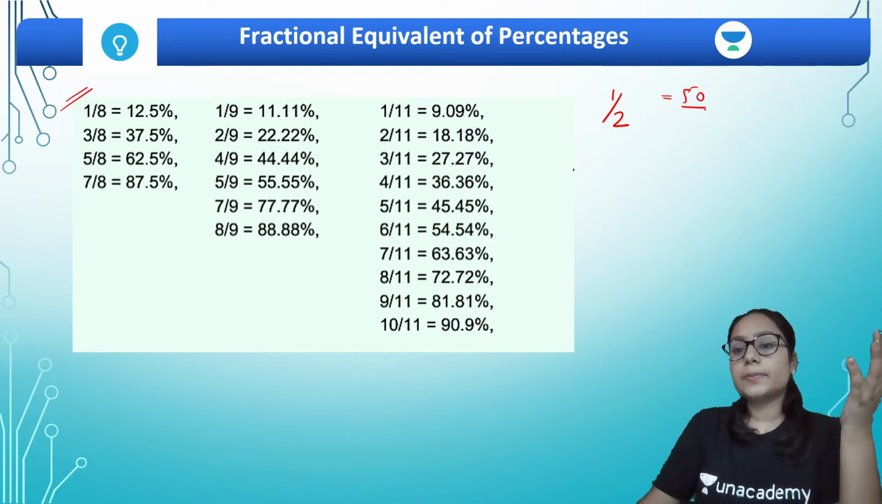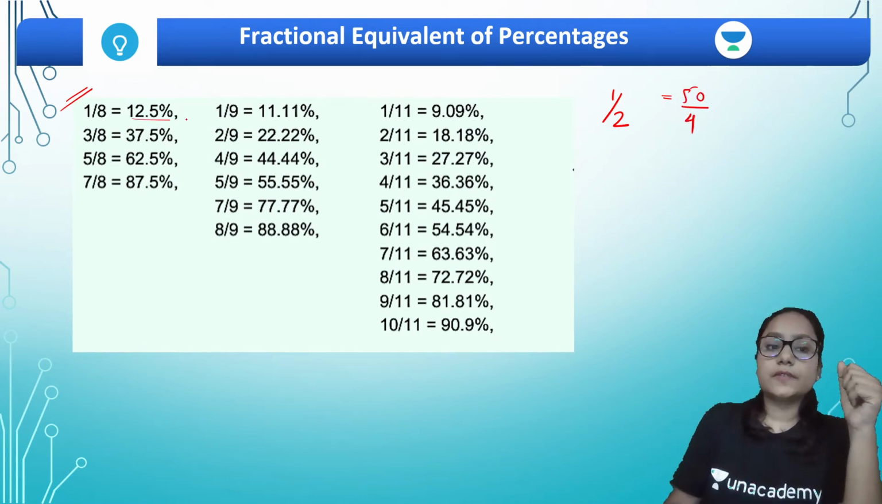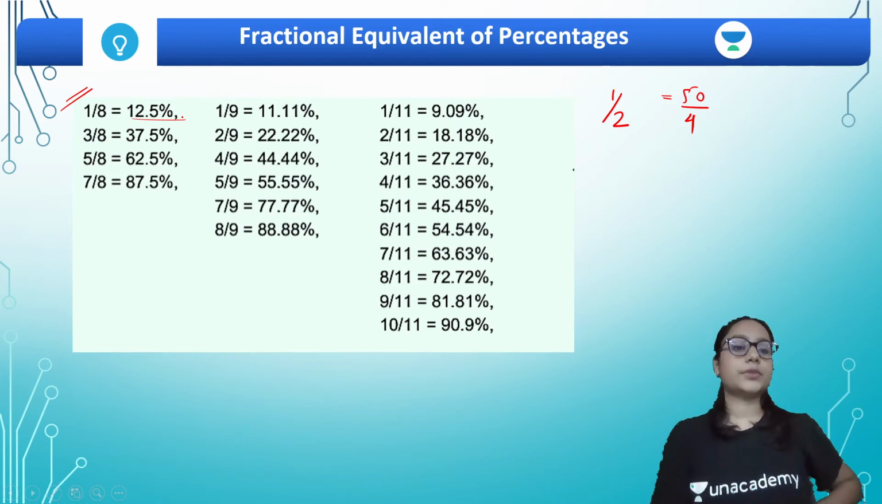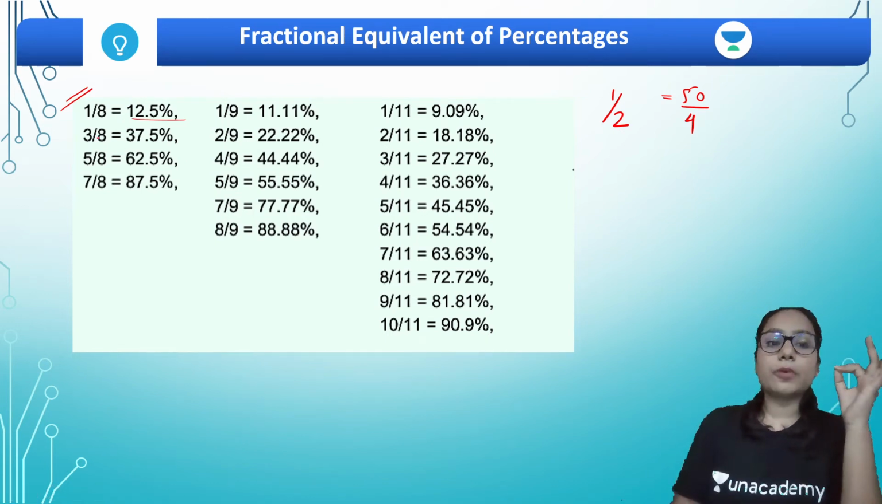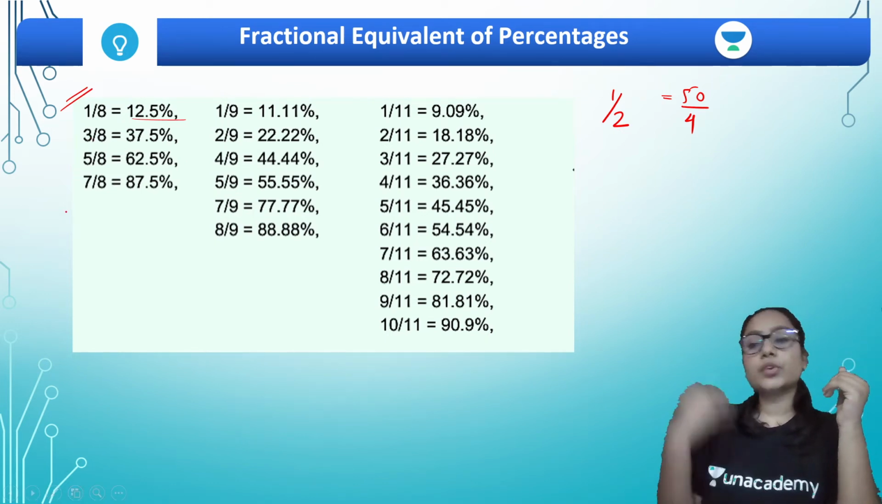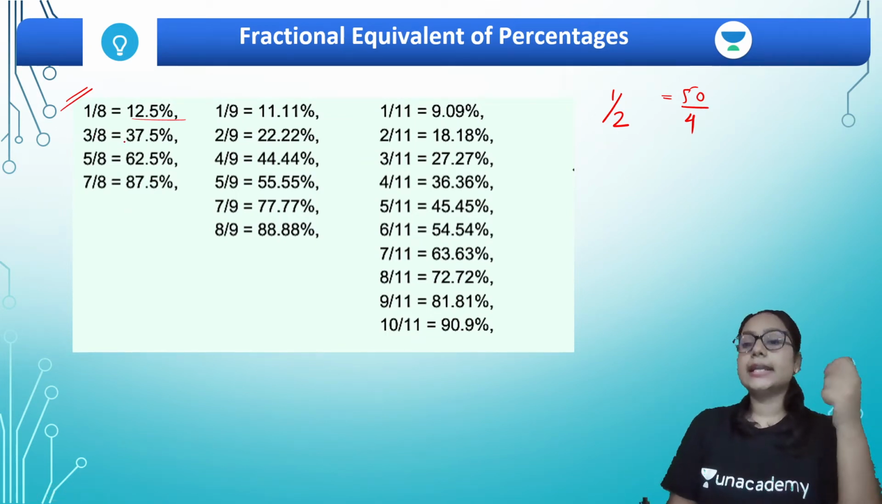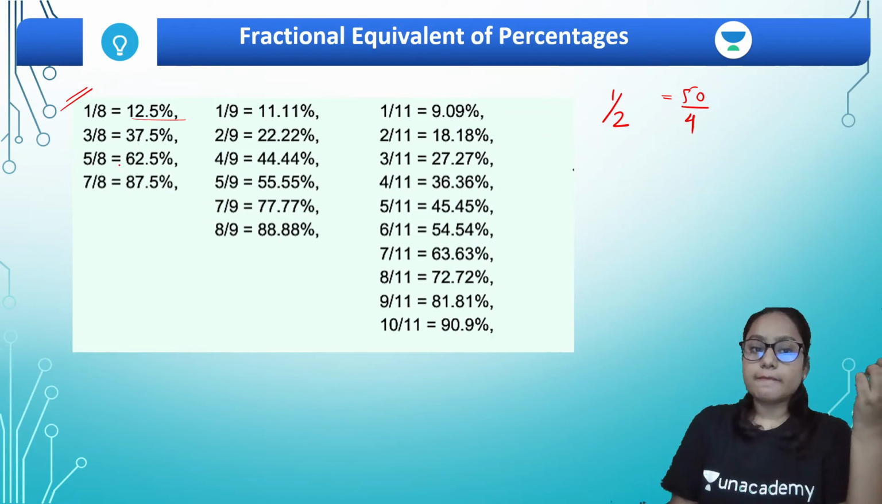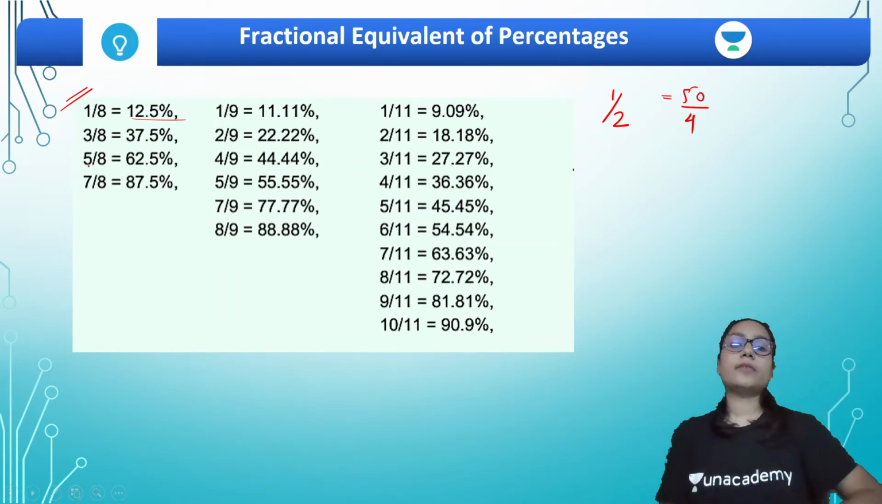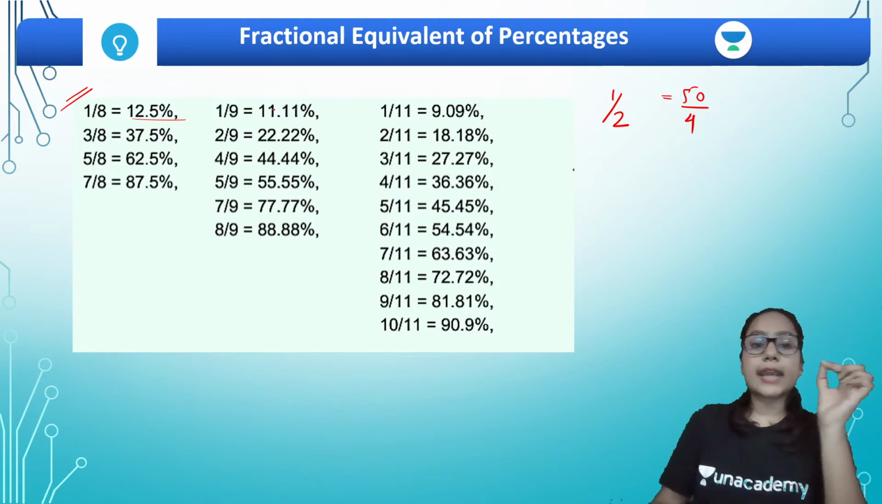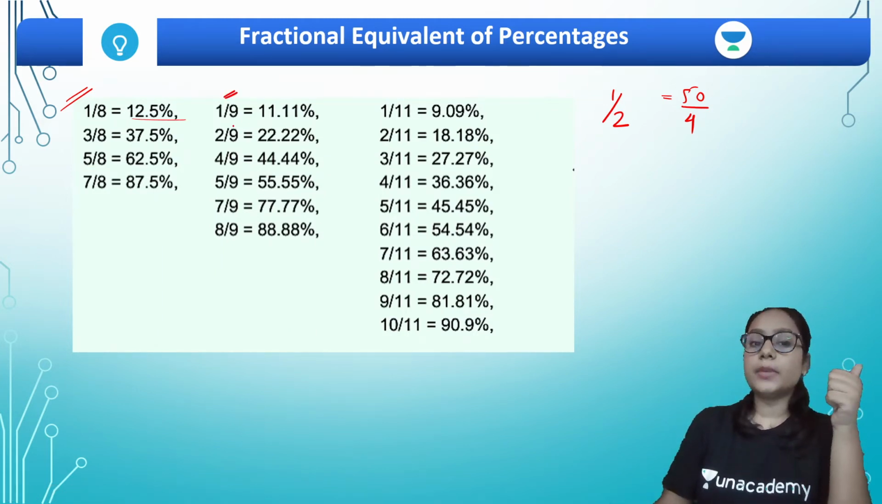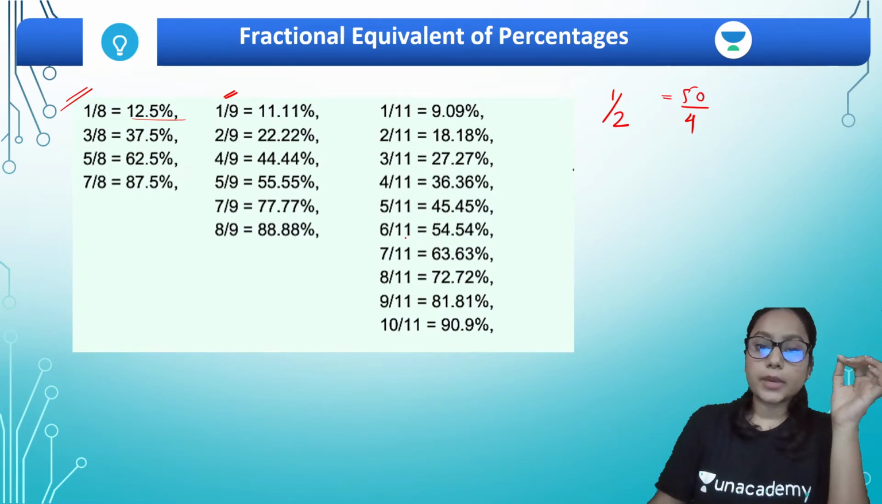So this will be 50% divided by 4, which gives you 12.5%. Now just keep on multiplying this by different numbers to get values of different fractions. 3 by 8 is 37.5, 5 by 8 is 62.5, and 7 by 8 is 87.5. Now, the rest of the values, when the denominator is 9 and when the denominator is 11.